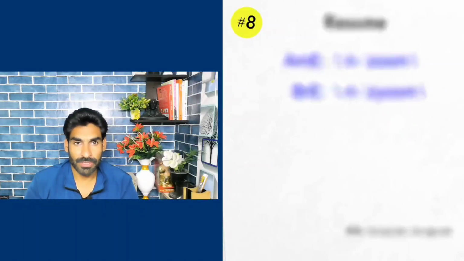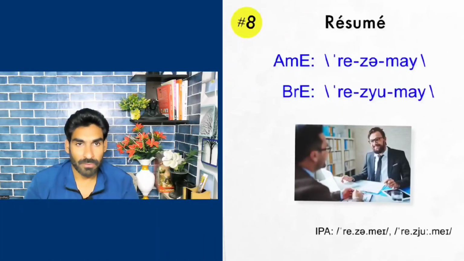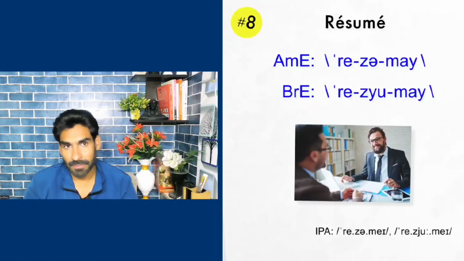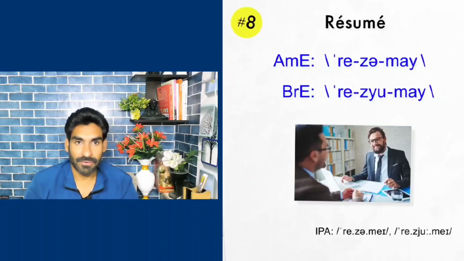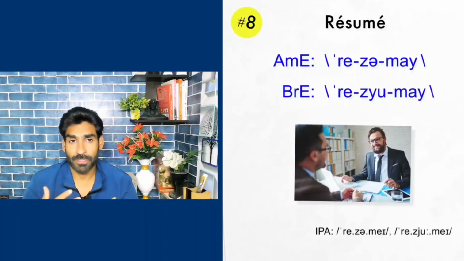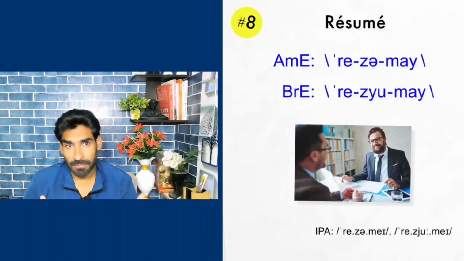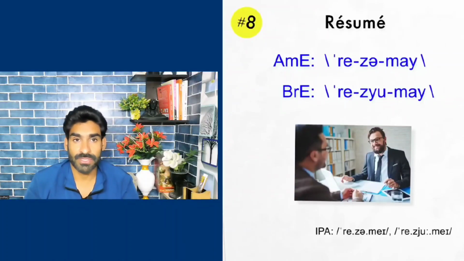The next word is similar to this, and this word we pronounce in American accent like resume. In British, we say it differently. Alright, so resume is something where you go for an interview and you give your information about your work experience and so on. In American pronunciation, we say it one way, and in British pronunciation, another. So this is the difference between American and British pronunciation.